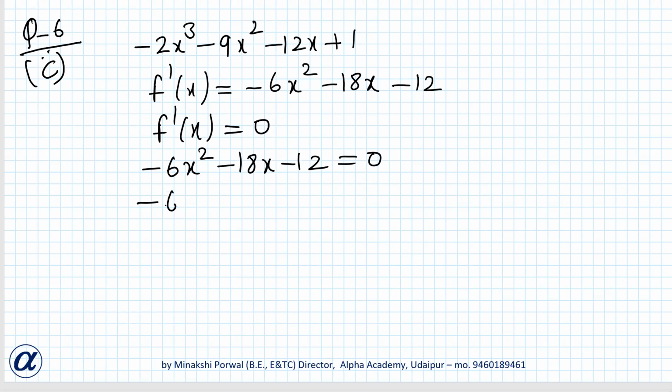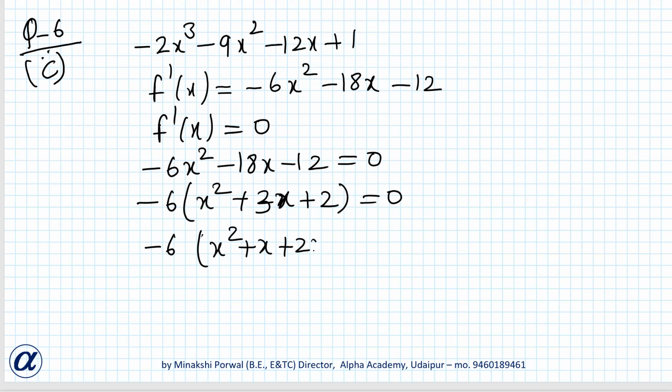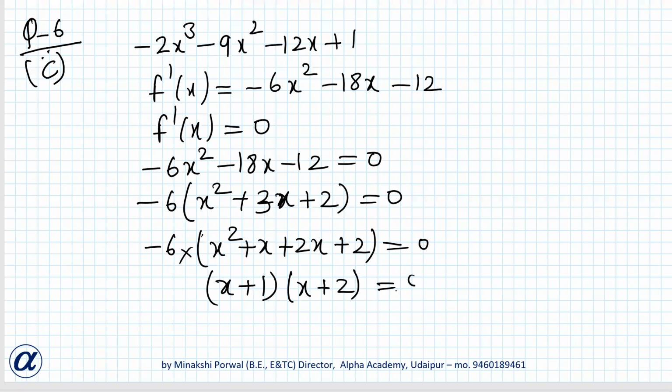Okay. So if we take minus 6 outside, it is minus 6 into x square plus 3x plus 2 equals to 0. When we split the middle term, it is x square plus x plus 2x plus 2 equals to 0. This will be minus 6 into something is 0. So that something will be 0 because minus 6 cannot be 0. So it will be x plus 1, x plus 2 equals to 0. So x equals to minus 1 and x equals to minus 2.